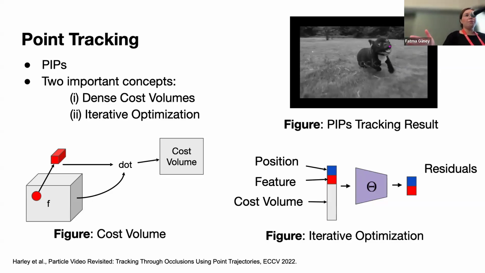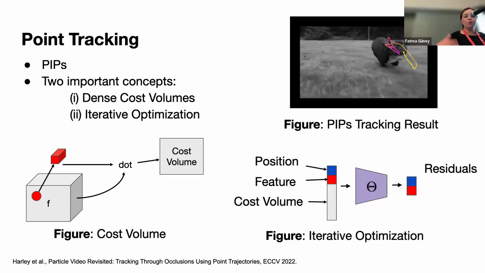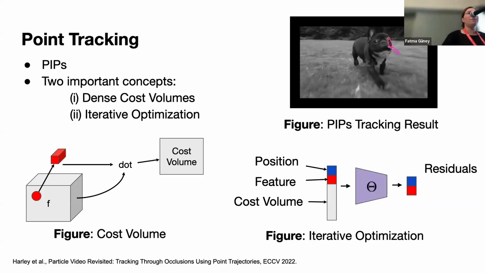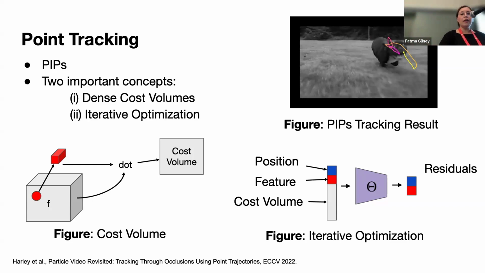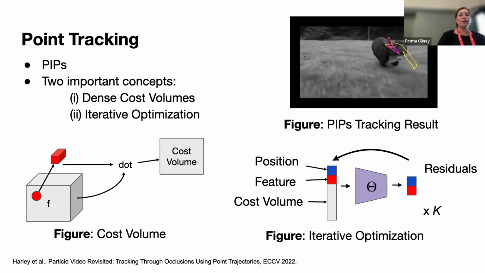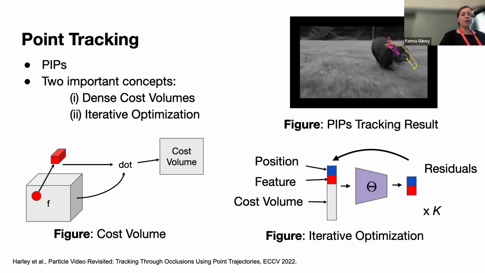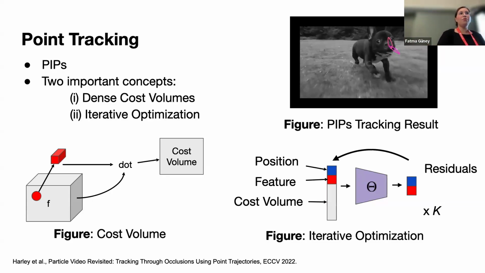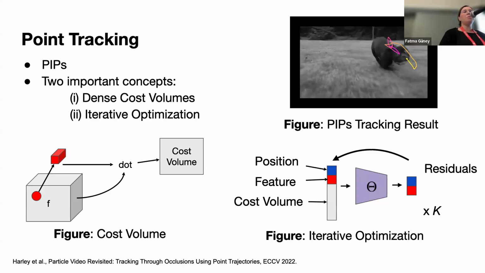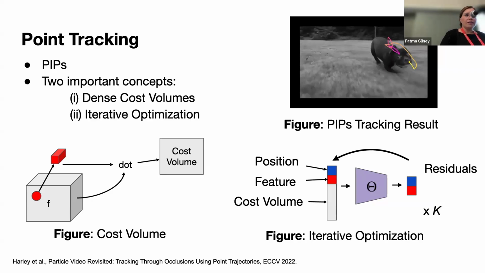We take all that information, give it to the update module, and this update module produces residual updates with respect to the previous location of the point. We take these residuals, update the point, and repeat this process k times. That's why we call it iterative optimization, because we compute these new correlation maps at the updated coordinates using updated features and so on. So it's exactly as it sounds.